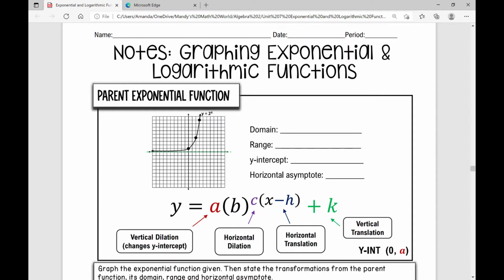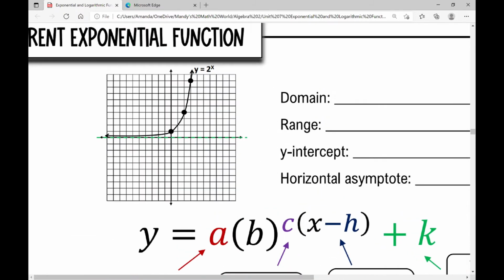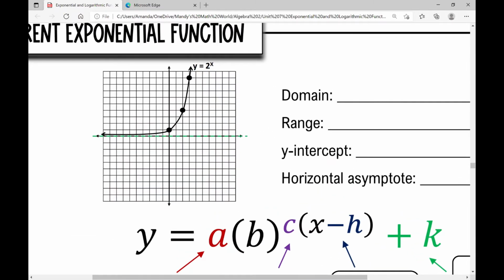Today we're going to be graphing exponential and logarithmic functions. So we're going to be performing transformations to the parent exponential and the parent logarithmic function. So the first thing I want to do is review that parent exponential function, and it looks like this. I'm going to zoom in here so you can see y equals 2 to the power of x.